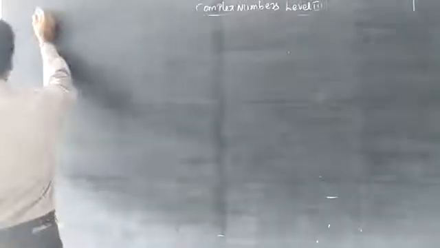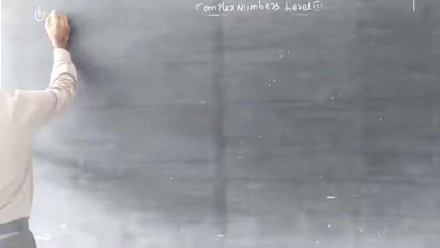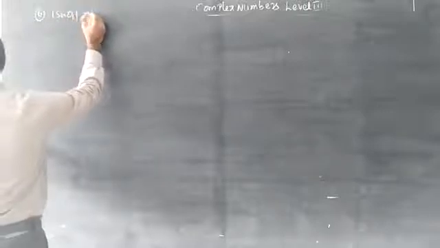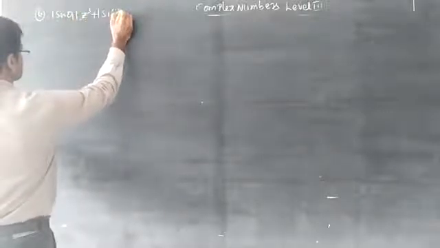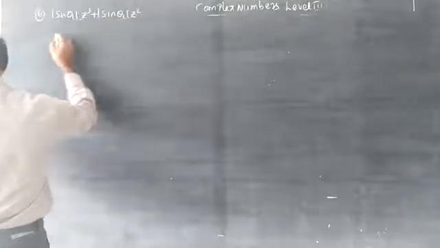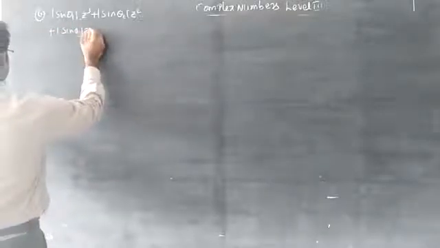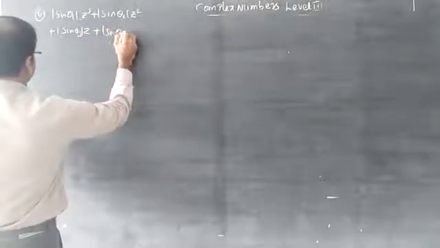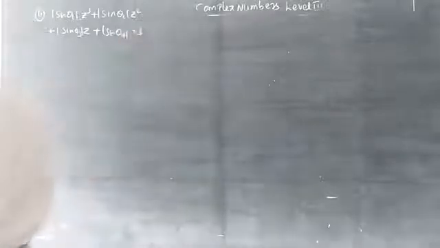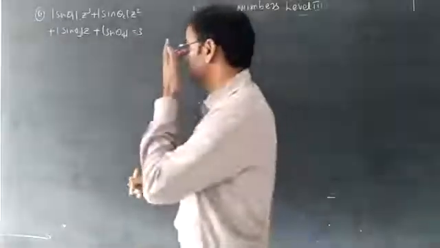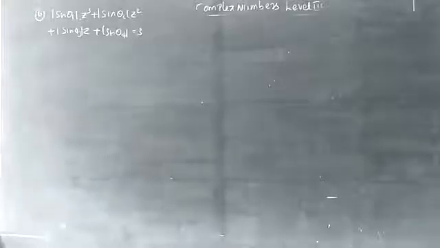Now, sixth question. The distance of the roots of the equation: modulus of sin theta 1 into z cube, plus modulus of sin theta 2 into z square, plus modulus of sin theta 3 into z, plus modulus of sin theta 4 is equal to 3 from z equal to 0, and so on.